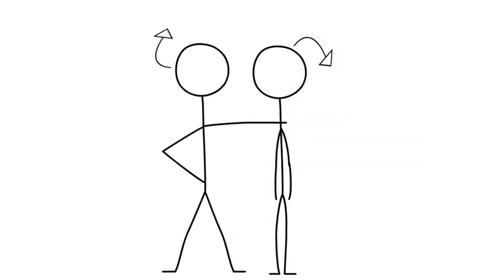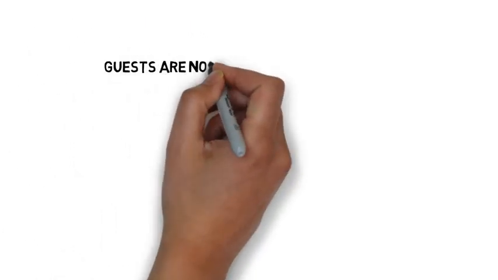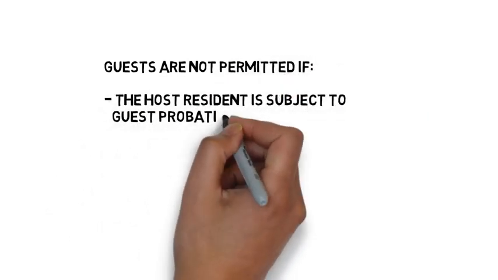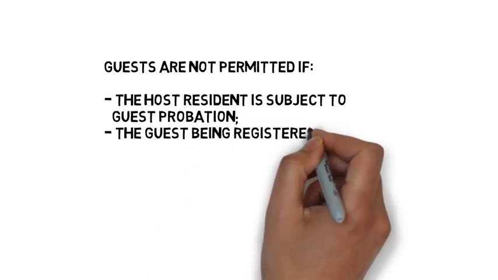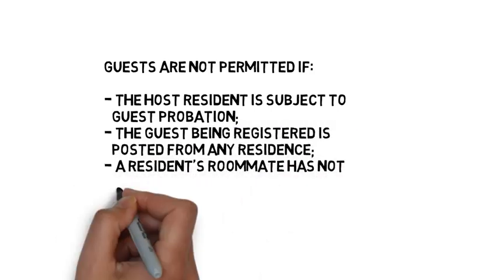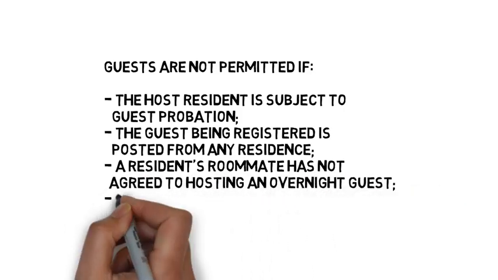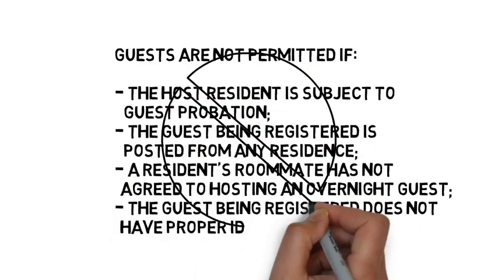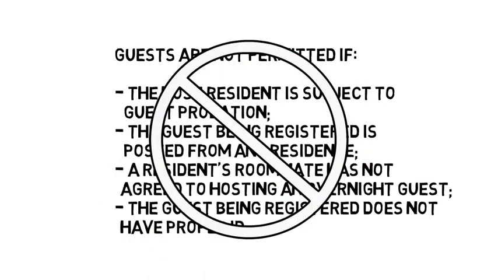their guest wristband. Residents are permitted to have no more than 2 guests, and guests are welcome to stay for a maximum of 3 consecutive nights per week. Guests are not permitted if the host residence is subject to guest probation, the guest being registered is posted from any residence, a resident's roommate, if applicable, has not agreed to host an overnight guest, and the guest being registered does not have proper ID, for example, a driver's license or a university and college student card.